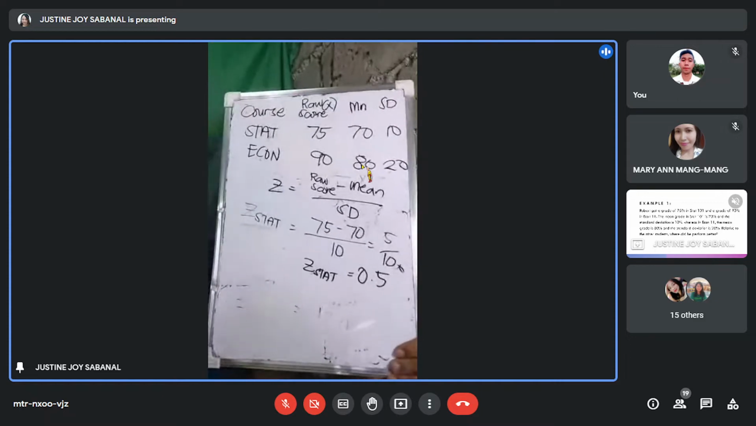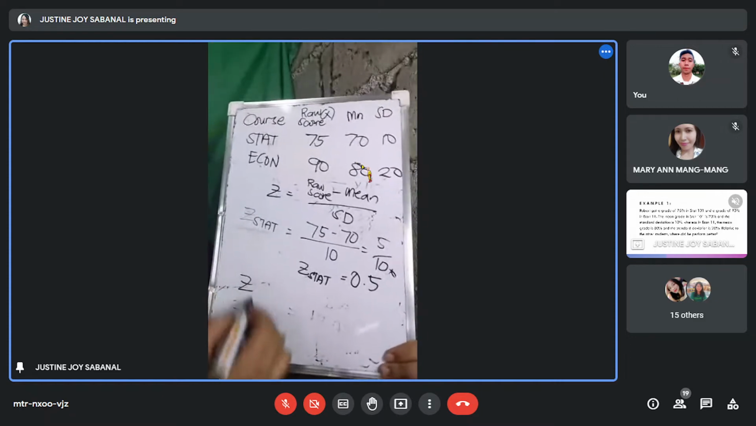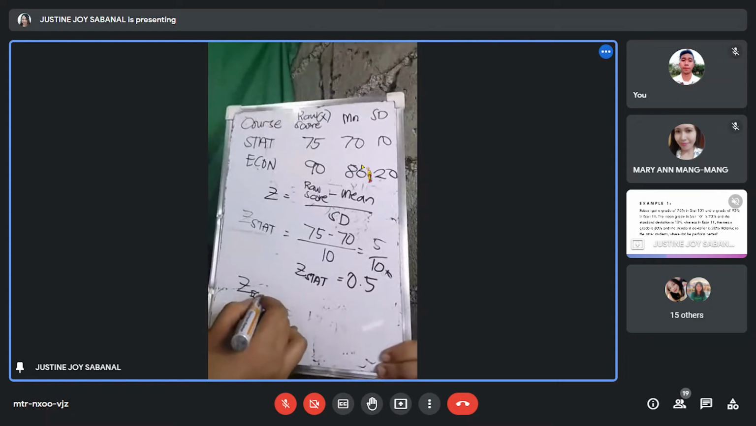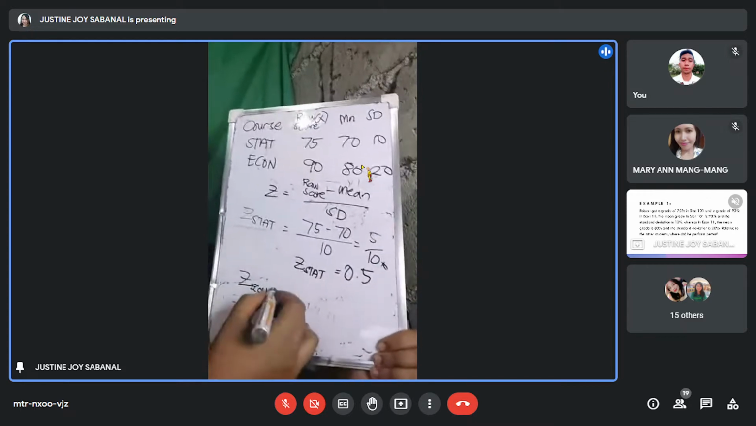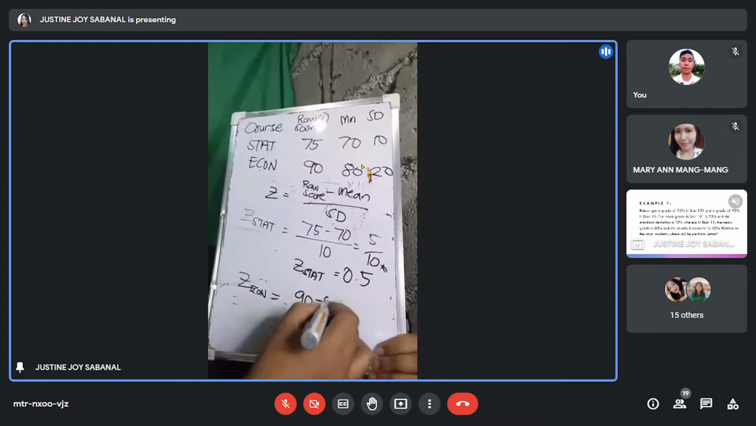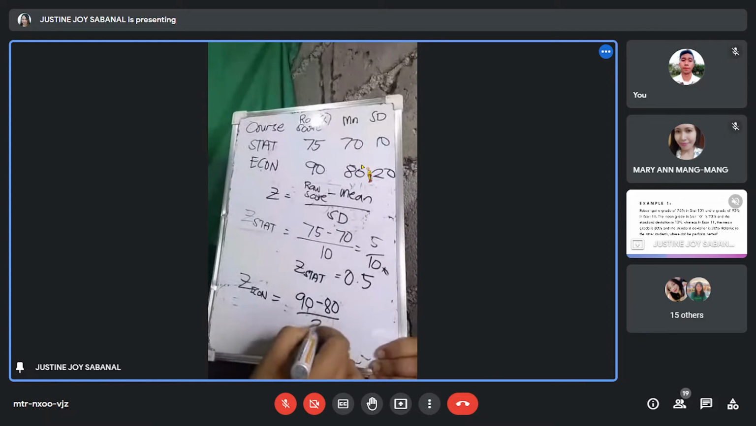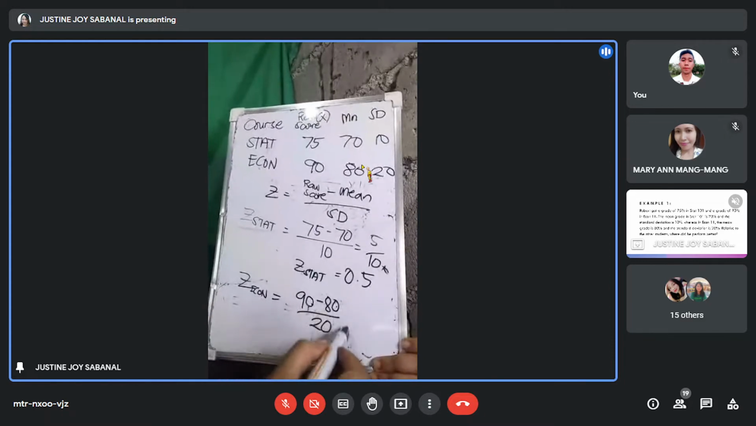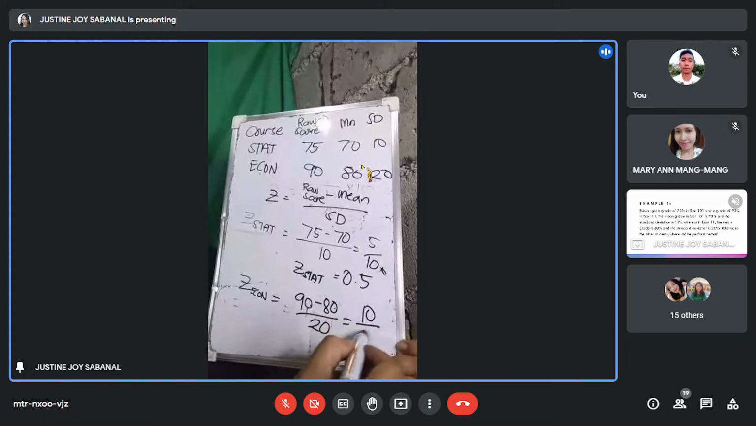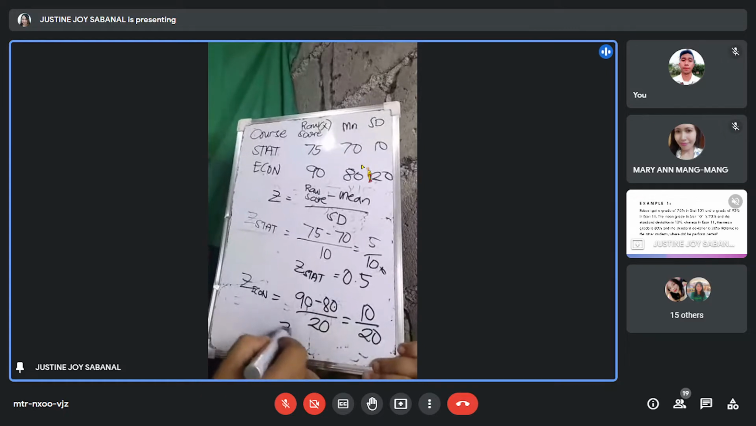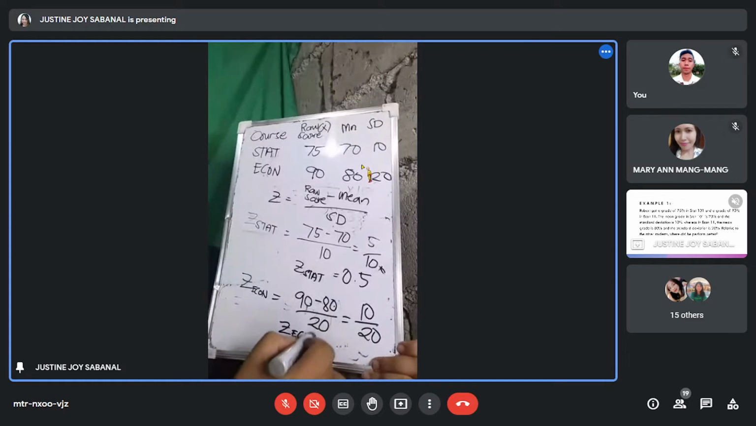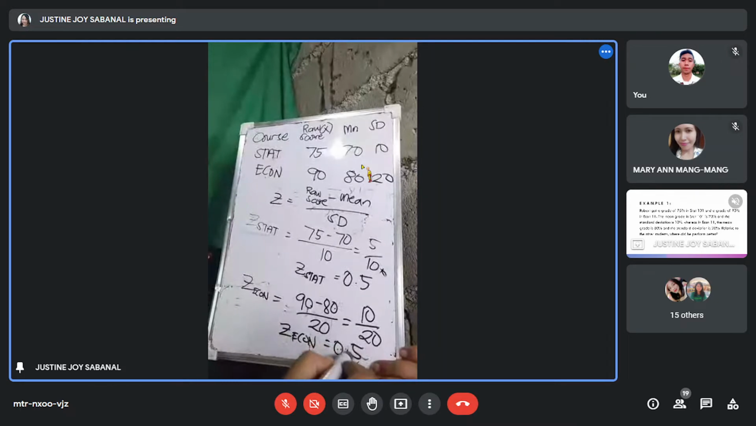So, kung yung aspeto naman ay sa economics, so that is 90 minus 80 over 20. So 90 minus 80 is 10 divided by 20. So we have 0.5.